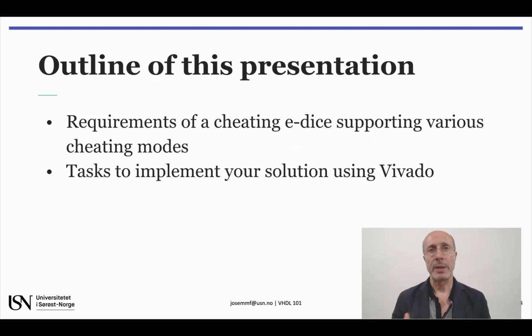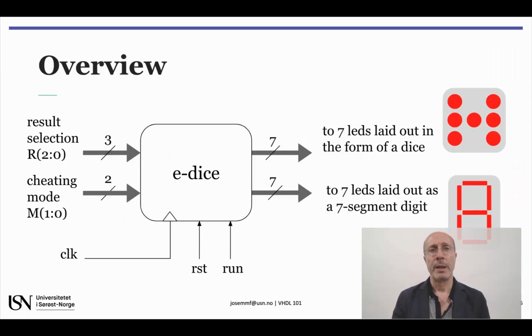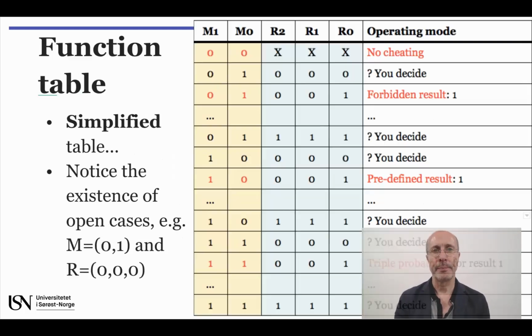The presentation comprises two parts, starting with the functional requirements and ending with the list of tasks. Let's start with the requirements, which in this case are exactly the same as those presented for the implementation using a finite state machine. The overview representation is therefore the same that we have seen in the previous coursework assignment. And likewise, the functional requirements, since the difference lies only in the architecture adopted to implement a solution.